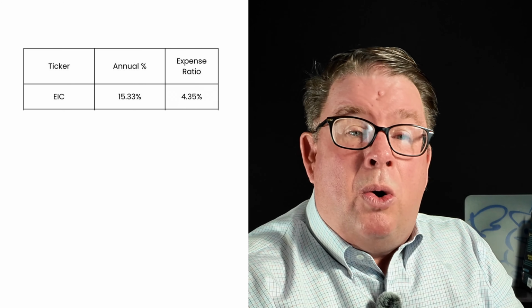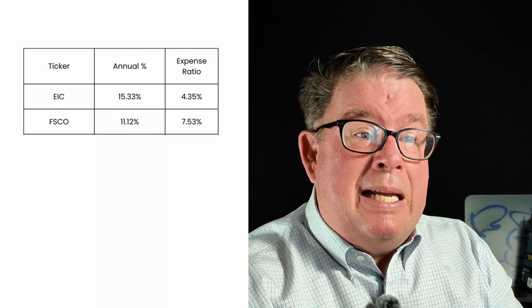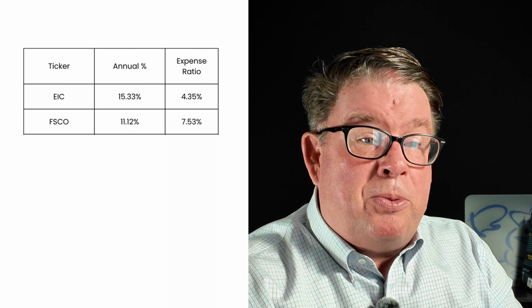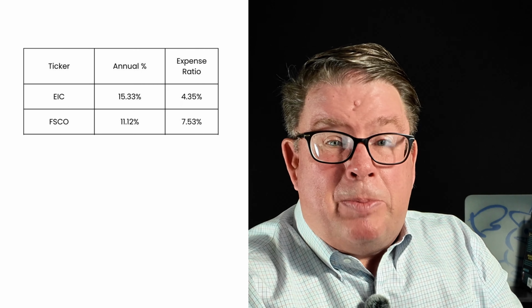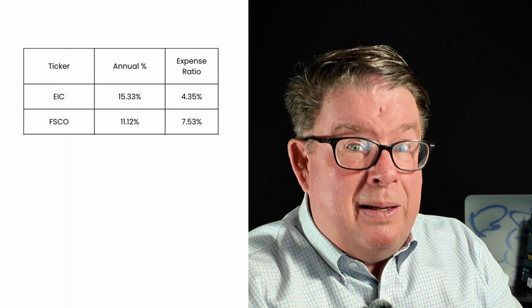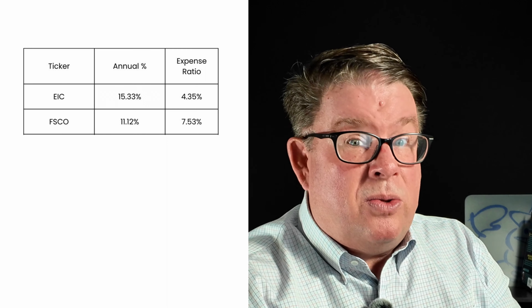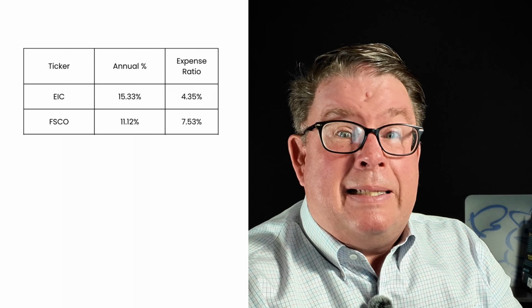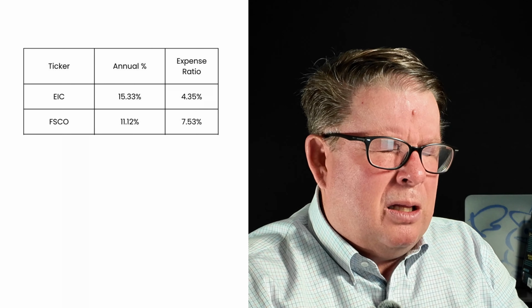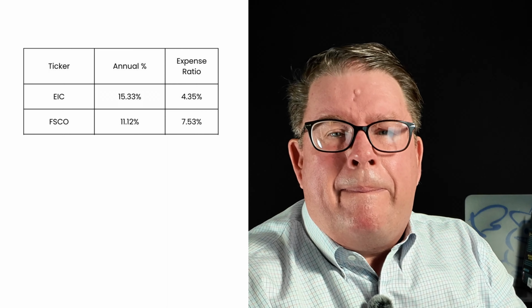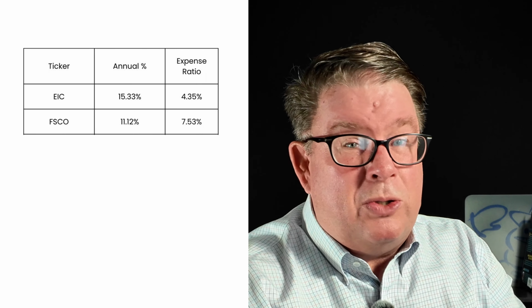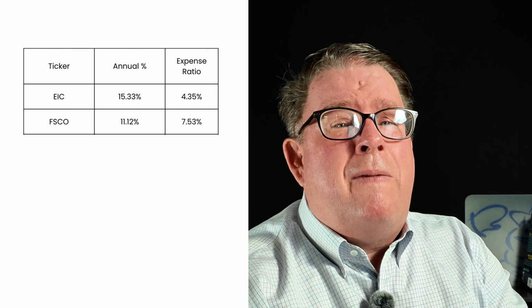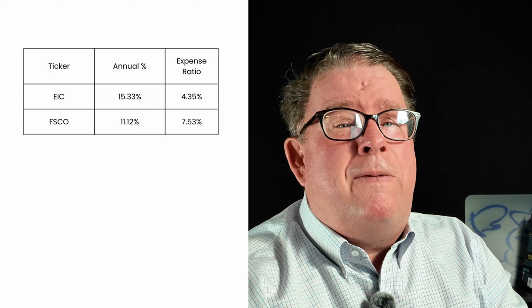Now, I also hold FSCO. It's paying about 11%. It has an expense ratio of 7.53. FSCO has been clearly one of the best performers I have in my portfolio, far and away. I mean, want to talk about NAV appreciation?